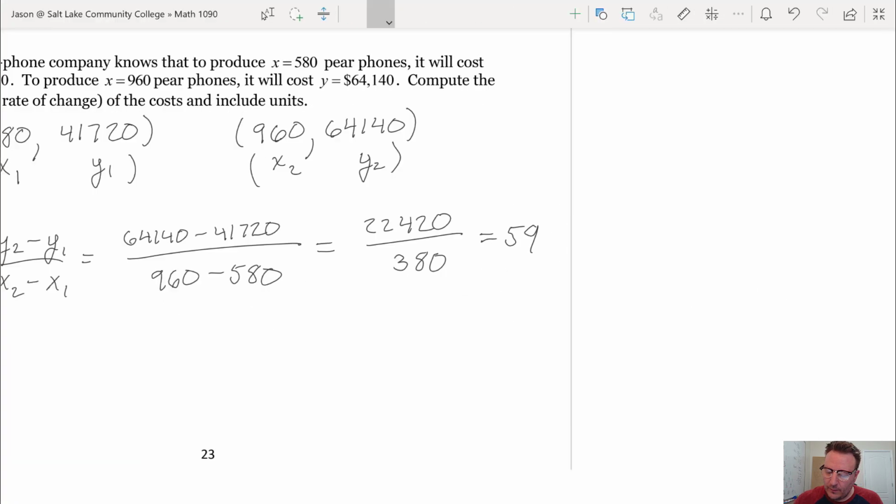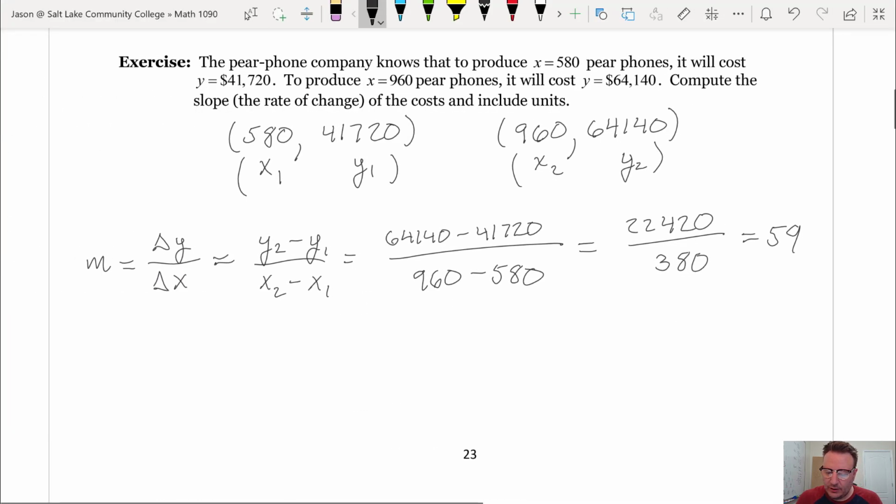Now we want to attach units to this value. What are the units of this rate of change or slope that we just computed? Well, the rate of change will always have the units of the output over units of the input. Our output is in dollars and our input is in number of phones. So what this gives us is the cost, dollars per phone. So the answer is the slope is $59 per phone.